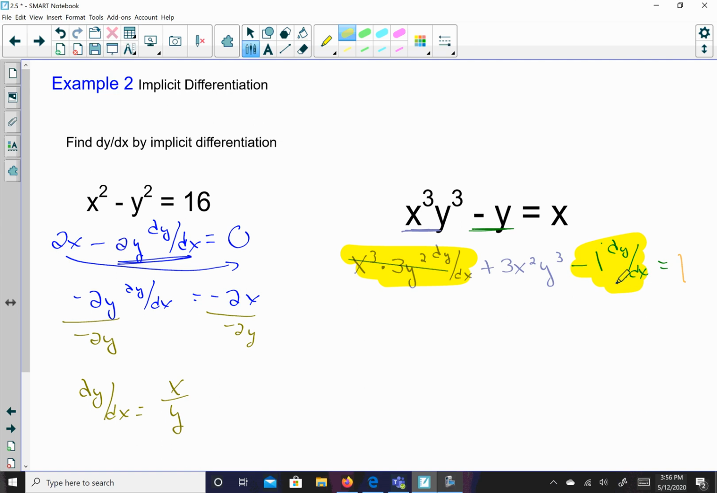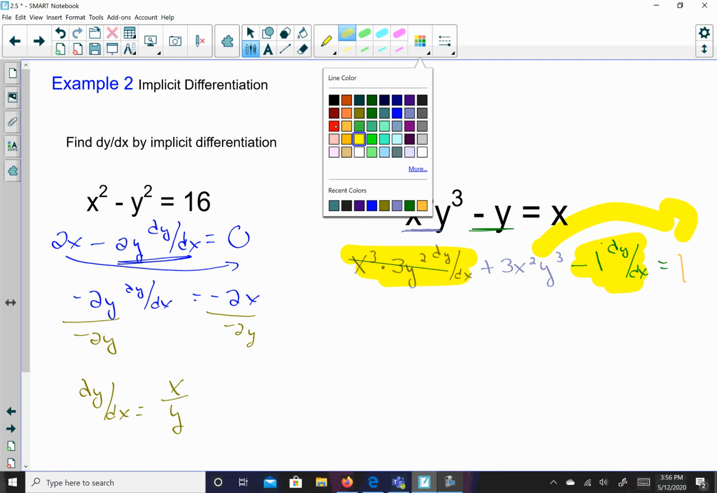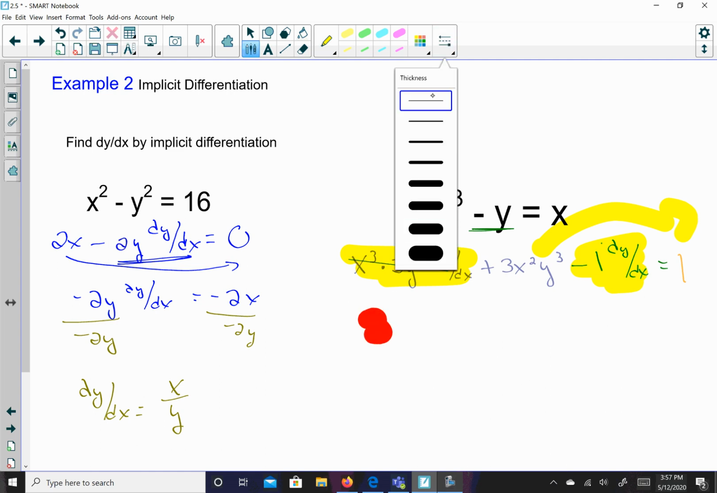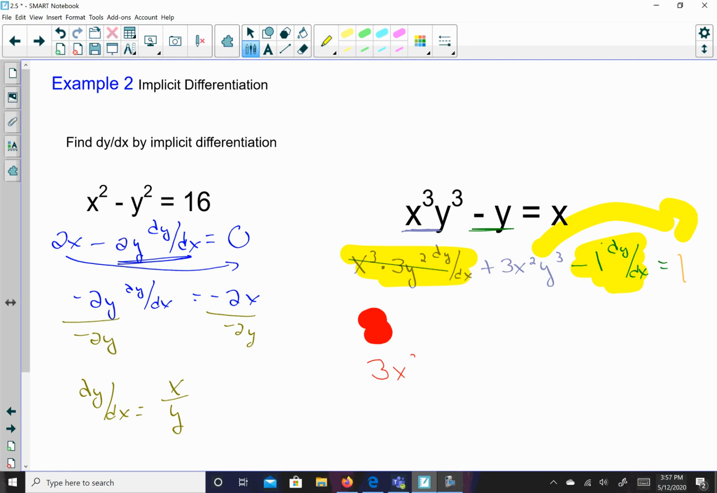Anything that has a dy/dx, so this term and this term, will stay on one side, and then this 3x squared will go over to the other side. So when I write that, I'm going to multiply this up. I'm going to have 3x cubed y squared minus 1, and these are all times dy/dx. Then taking this to the other side, I'm going to write 1 minus 3x squared y to the third.